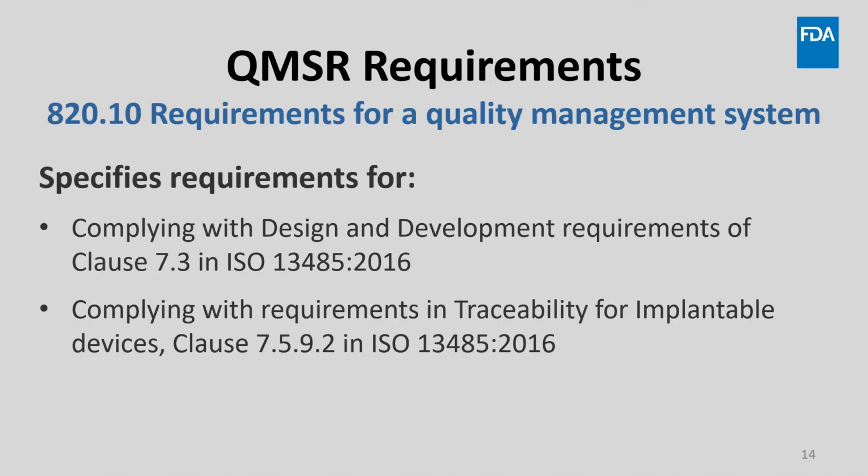Section 820.10 specifies requirements for complying with design and development requirements of ISO 13485, Clause 7.3, and requirements for devices that support or sustain life according to traceability for implantable devices of Clause 7.5.9.2 of ISO 13485. It specifically requires that manufacturers of Class 2 and Class 3 devices and the specific Class 1 devices listed in 820.10(c)(1) and Table 1 of (c)(2) comply with design and development requirements.